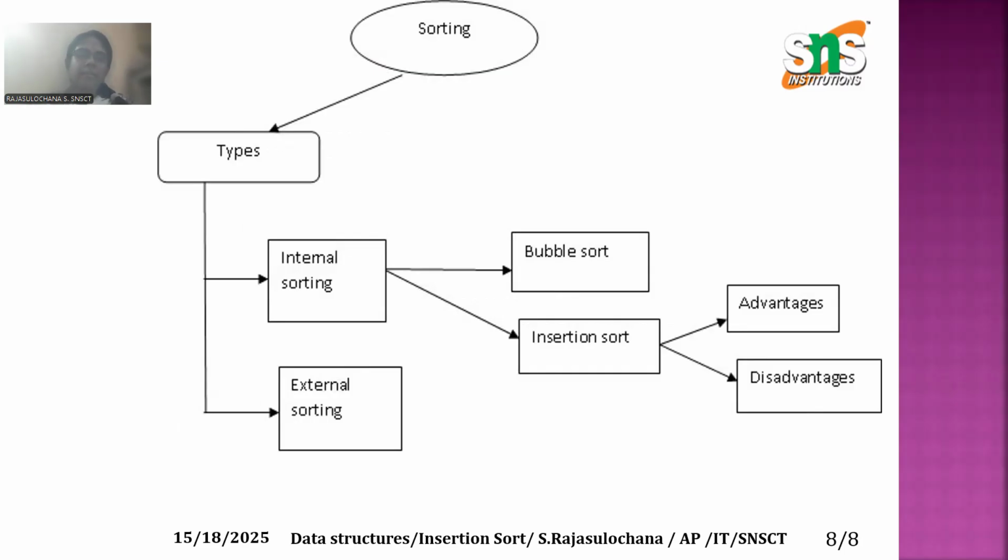Here is an overview of sorting algorithms. Generally, sorting algorithms are classified into two types: internal sorting and external sorting. Under internal sorting, we have two major algorithms, bubble sort and insertion sort.